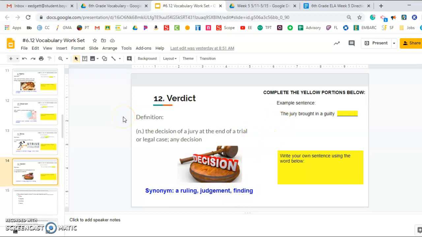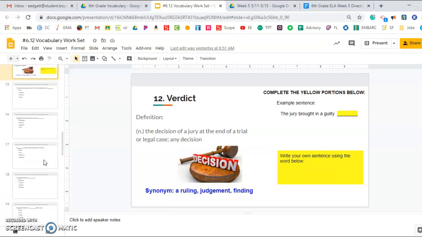All right, those are the 12 words that we're going to be working on the next 2 weeks. You will have a vocabulary quiz on this next week, any day of your choice. So go ahead and fill in all of the slides. If you need any help, just reach out.